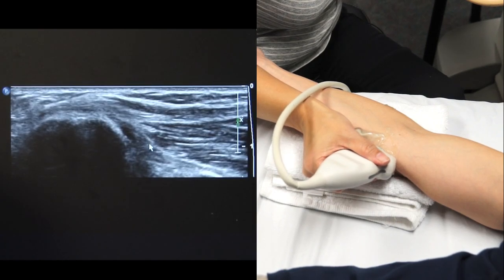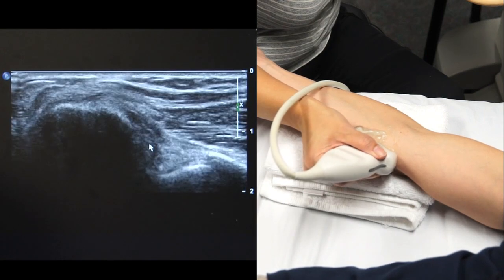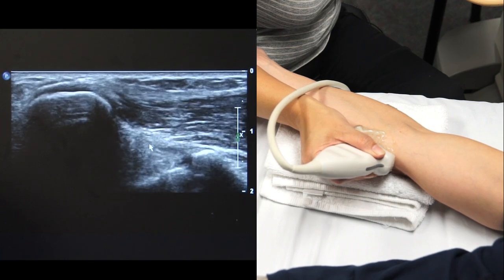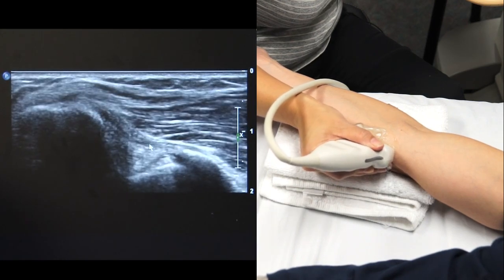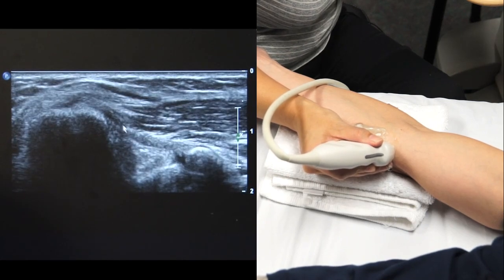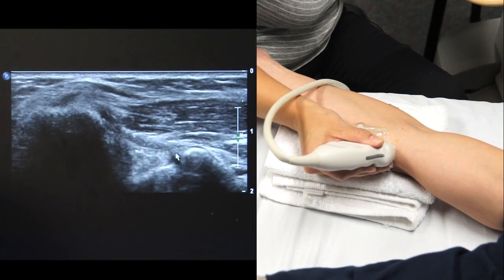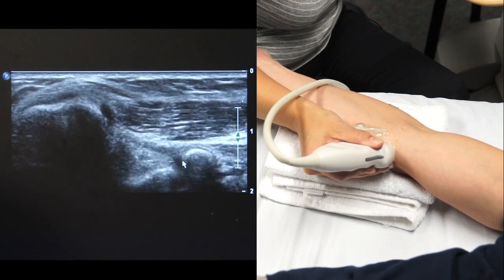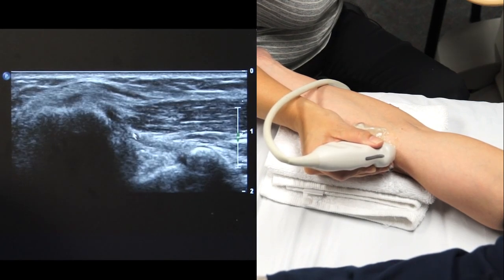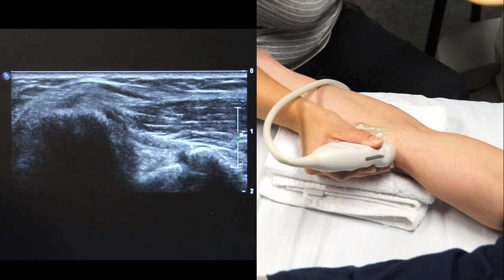Into long axis view, and again adjusting our depth, we will now look at the ulnar collateral ligament, which is a deeper structure. So we want to move the focus down and slide the transducer more posterior, and now you can see the ulnar collateral ligament as it stretches across the joint. And here's the joint space, here's the ulna, here's the distal humerus. And here we see the ulnar collateral ligament extending across that joint.